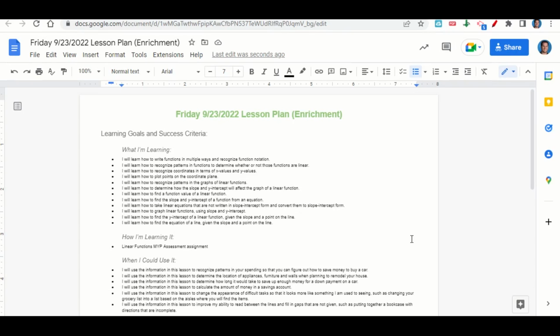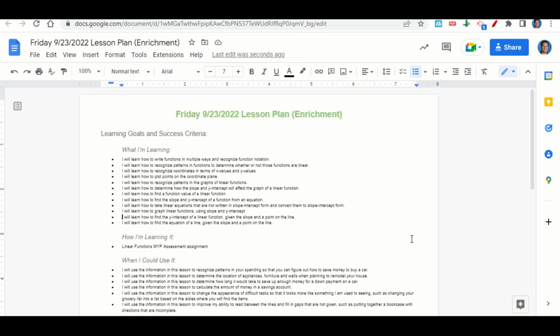of a function, how to find the slope and y-intercept of a function from an equation, how to take linear equations that are not written in slope-intercept form and convert them to slope-intercept form, how to graph linear functions using slope and y-intercept, how to find the y-intercept of a linear function given the slope and a point on the line, how to find the equation of a line given the slope and a point on the line.